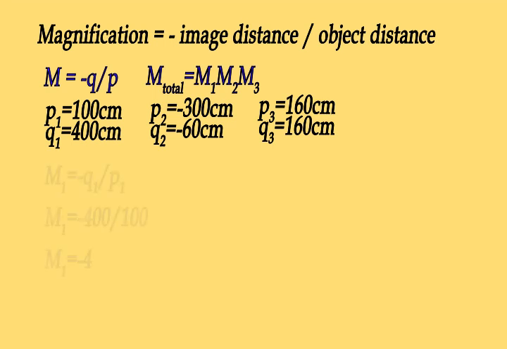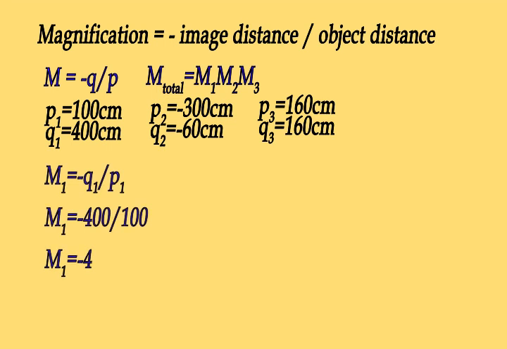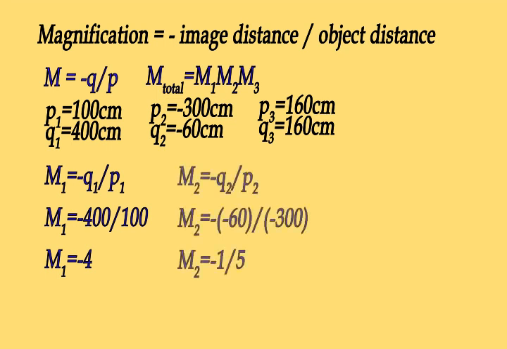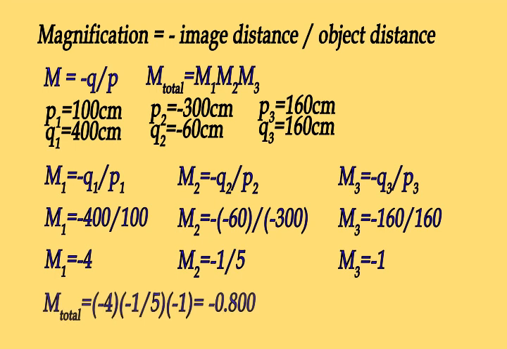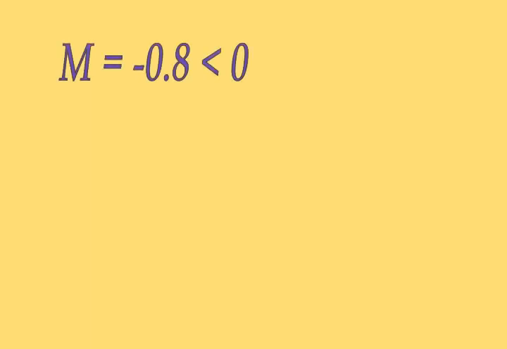For magnification 1, it is equal to negative q1 over p1, and the answer is negative 4. Doing the same steps for magnification 2 and 3, the magnifications are negative 1 over 5, and negative 1 respectively. Therefore, the total magnification is negative 0.8. For part C, state whether the image is upright or inverted. As we know, the magnification is negative 0.8, which is smaller than 0, therefore, it is inverted.